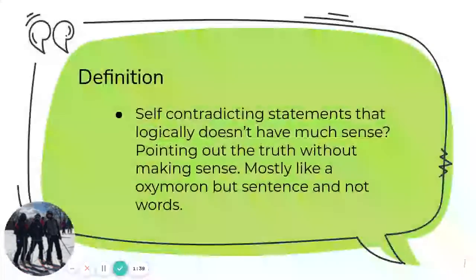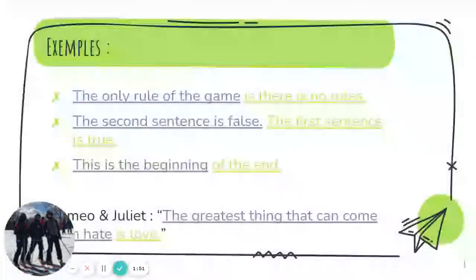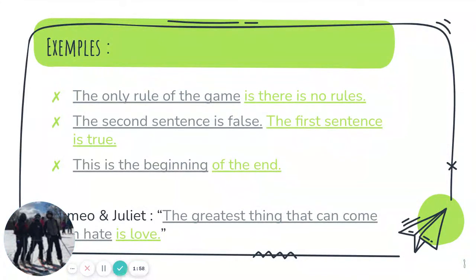Paradox. A paradox is a self-contradicting statement that logically doesn't have much sense, pointing out the truth without making sense. Mostly like an oxymoron, but a sentence and not a word. Example of a paradox. The only rule of the game is there is no rule. The first statement is the only rule of the game, and the second one is there is no rule. So these are two statements that are denying each other, but they make sense together.